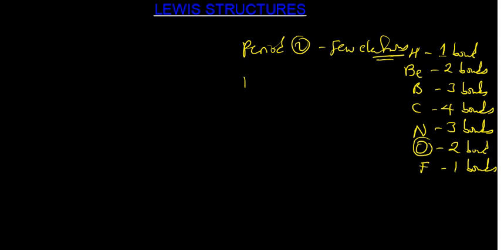And then starting from period 3, going all the way down the periods, like period 4, period 5, they have an expanded octet. That means they can have more than 8 electrons in their outermost shells. So let's look at some examples. We see how we can write the Lewis structures for such.